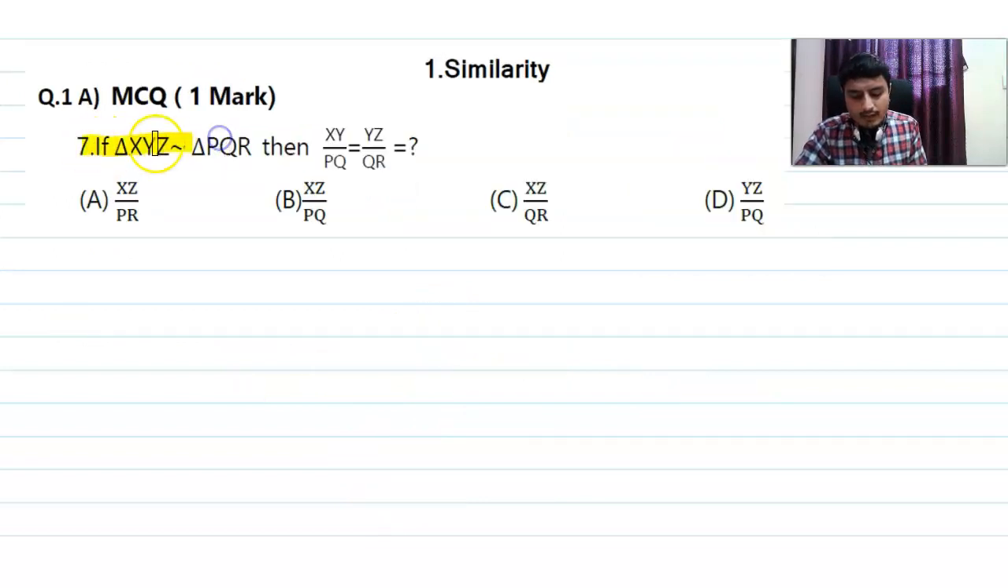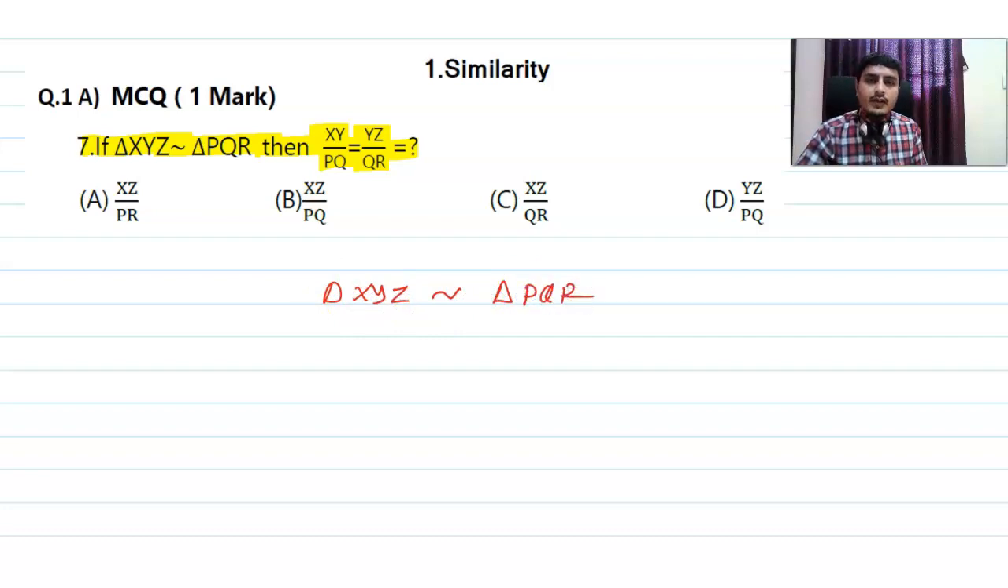We have: if triangle XYZ is similar to triangle PQR, then XY divided by PQ equals YZ divided by QR equals what? We are given four choice codes, and among them we have to choose the correct one. So here triangle XYZ is similar to triangle PQR. Look at the vertex correspondence of triangle XYZ and PQR: X corresponds to P, Y corresponds to Q, and Z corresponds to R.